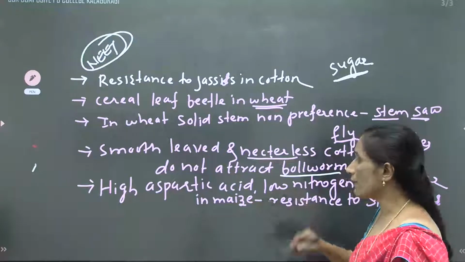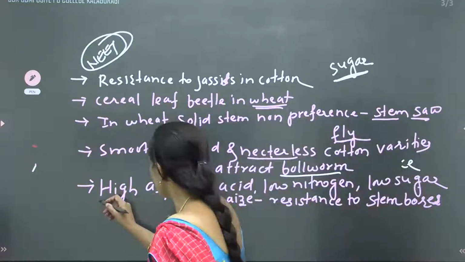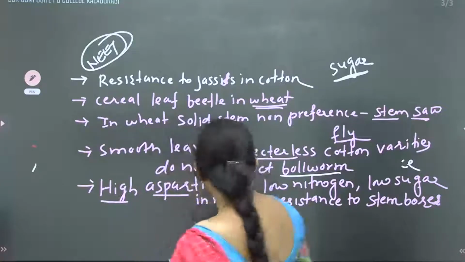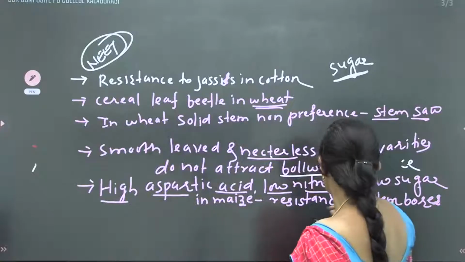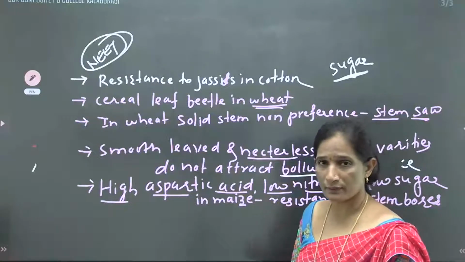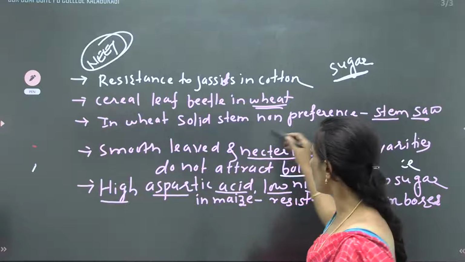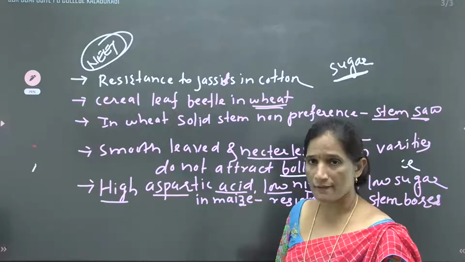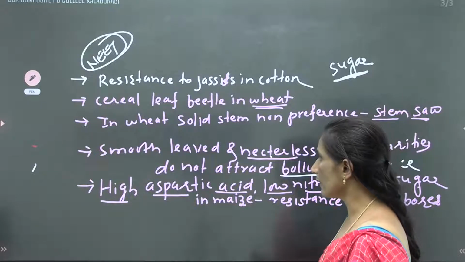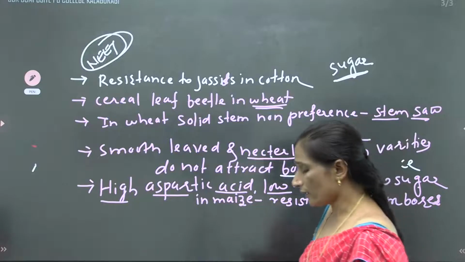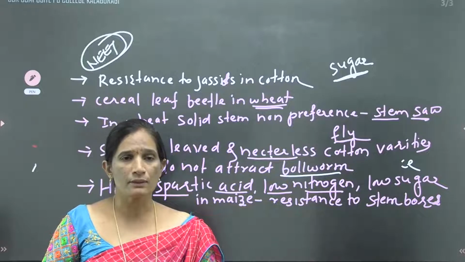Is it clear? And the fourth one is here the high aspartic acid, low nitrogen, low sugar in maize, resistance to stem borer or maize stem borer. Is it clear? You have to remember it. These examples are all very, very important. As per your NCERT text, these 5 examples are given, you should be remembering. Okay, is it clear?